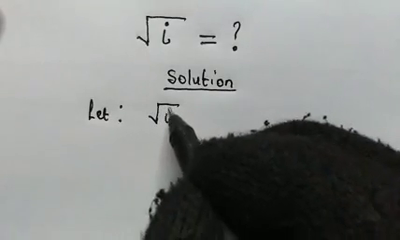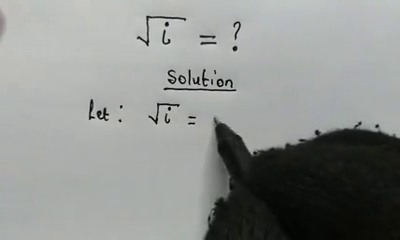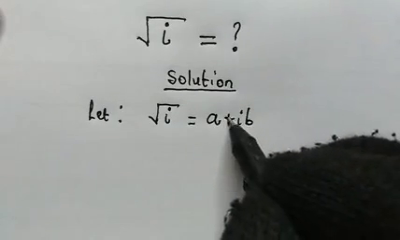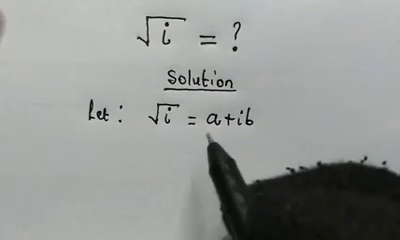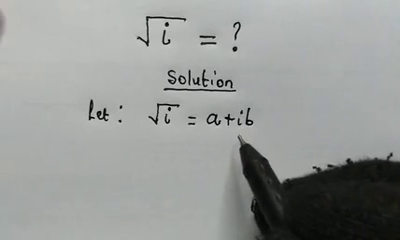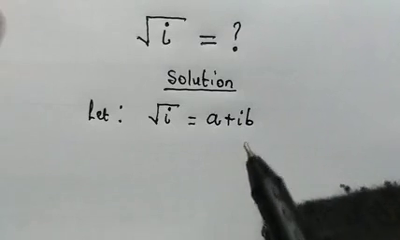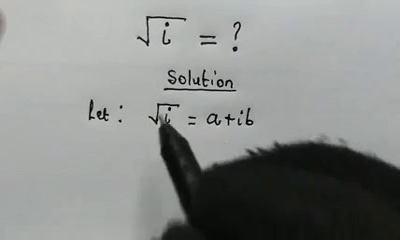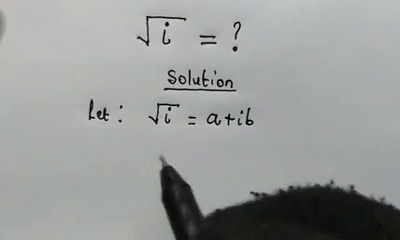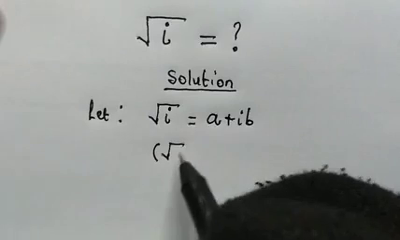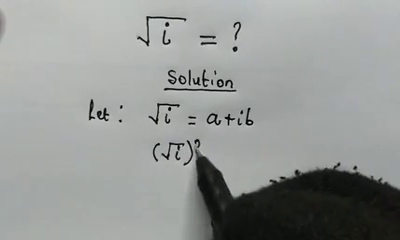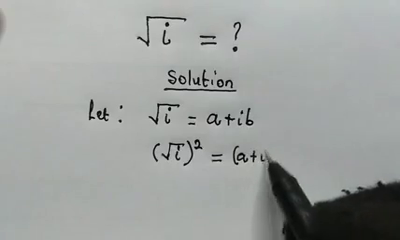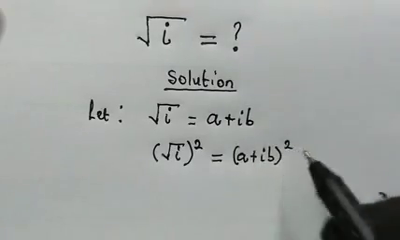So we're going to start by letting the square root of iota equal a plus ib. You know why? Assuming the square root is going to be complex, right? So now what is the next thing to do? We're going to square both sides to get rid of this root sign. So let's square both sides. So we get the square root of iota squared equal to a plus ib all squared.